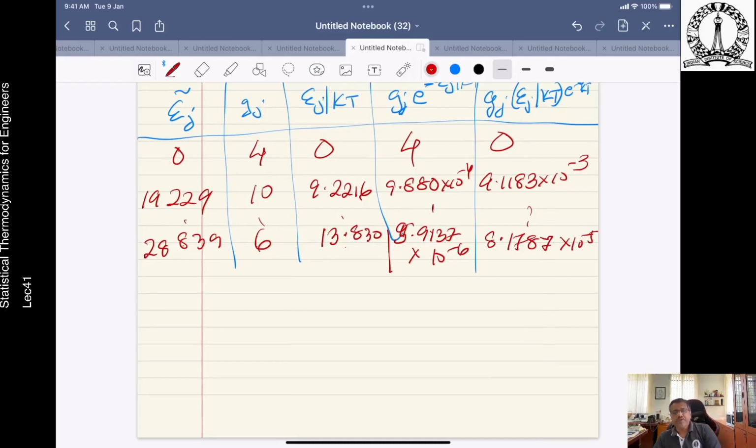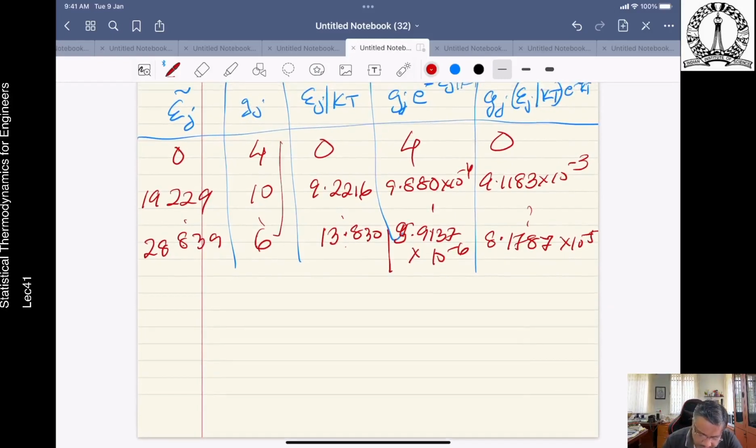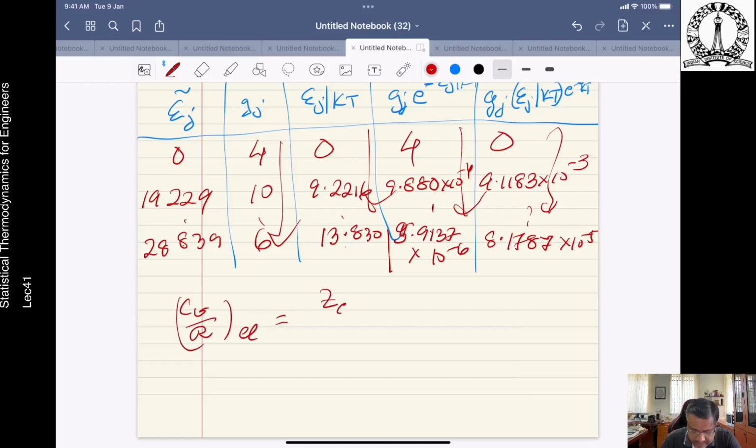Okay. So for the final row of the table, you sum up all these quantities, right? You sum up across these levels because that is what is required. So your Cv by R for electronic will be equal to, once again, let us write it, electronic.